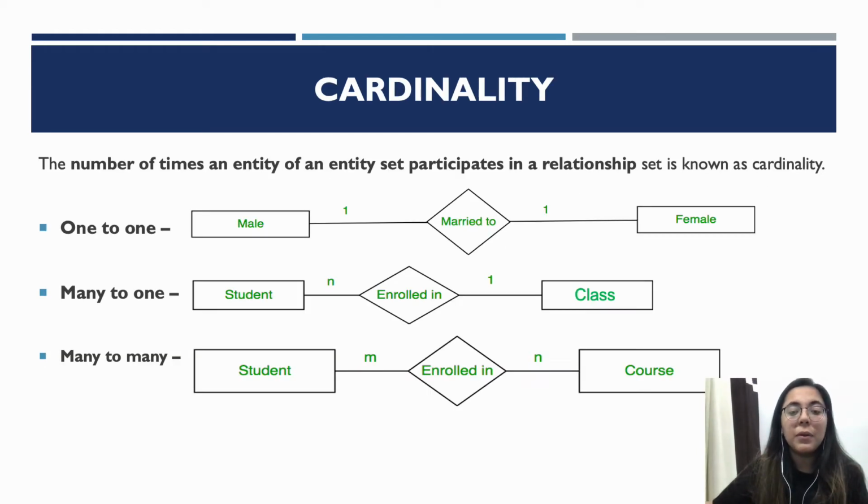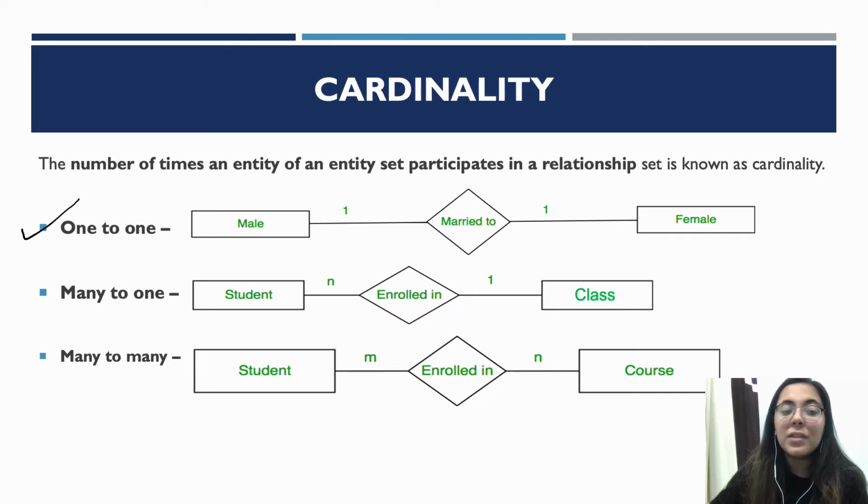Then the next topic we have is cardinality. The number of times an entity participates in a relationship is known as cardinality. When each entity takes part only once in the relationship, the cardinality is 1:1. For example, a male can only be married to one female and a female can only be married to one male. So this is a 1:1 relationship.